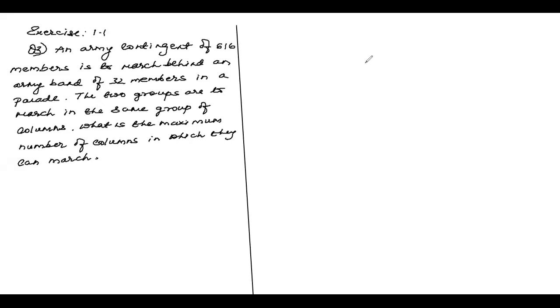Such an easy sum. An army contingent of 616 members, a group of army of 616 members, each to march behind an army band of 32 members.